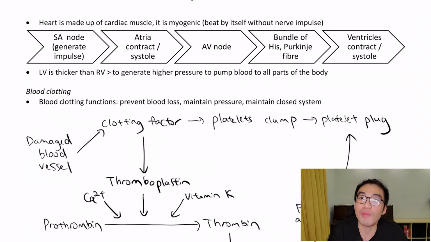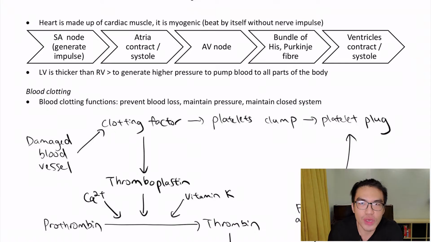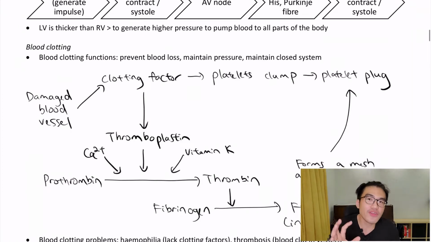Moving on, let's go into our blood clotting system. What is the function of blood clotting? This is to prevent blood loss, to maintain pressure. Very important, if not you will die. And of course to maintain a closed system so that microorganism doesn't go into our bloodstream. So you have everything summarized here.